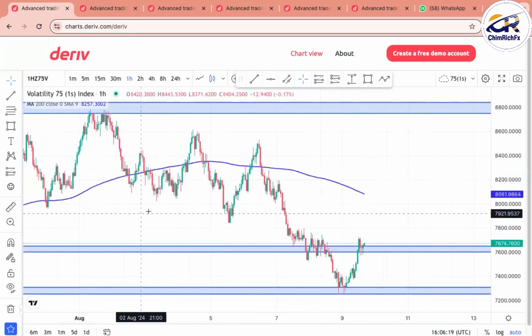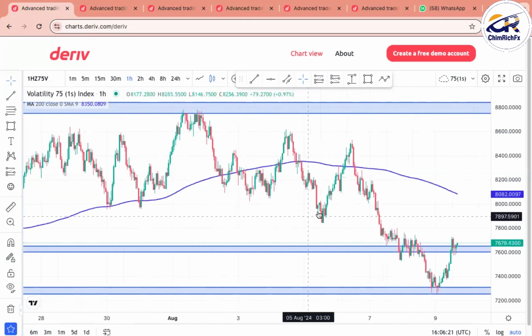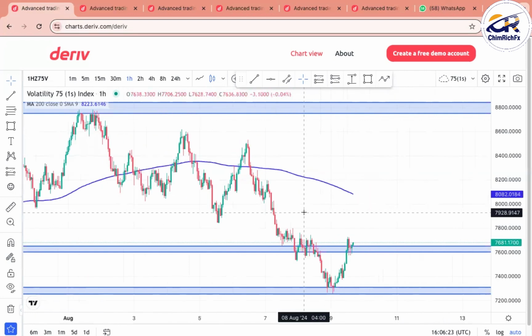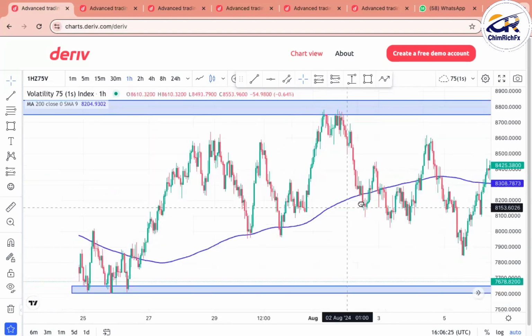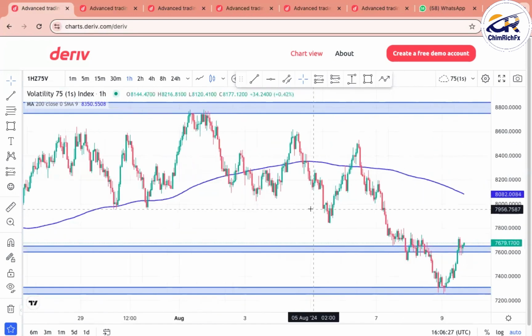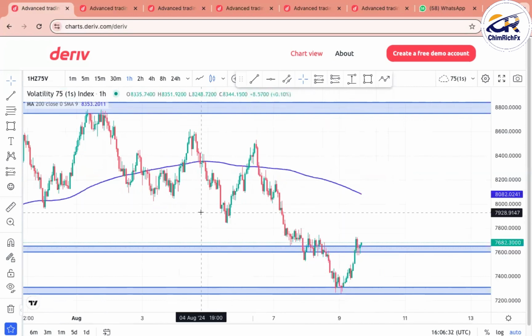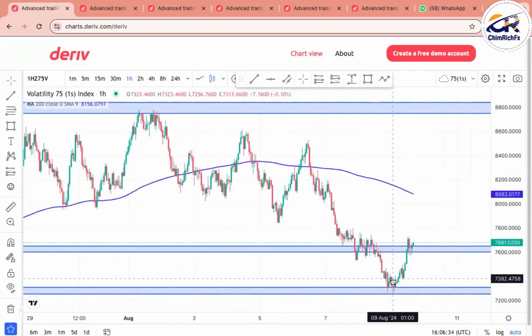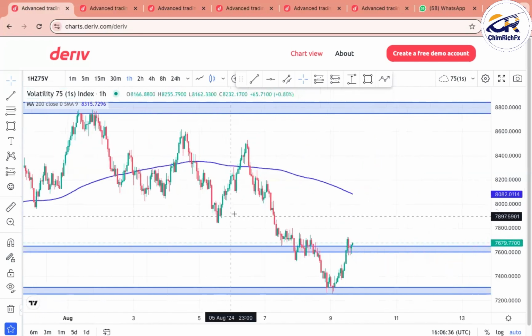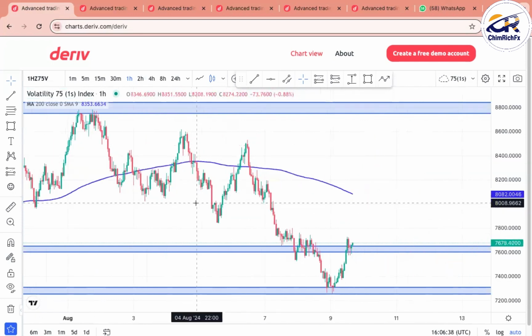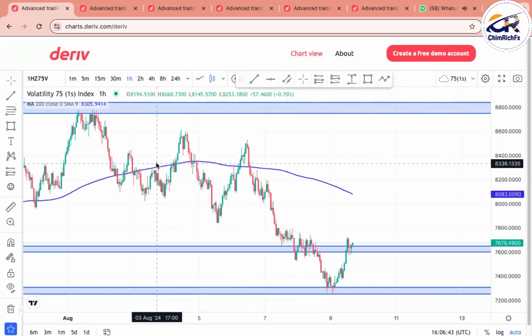So V75-1S is not too volatile, but it's also a good volatile market. Now, because we've seen a double bottom, which is a price action trading technique, that's why it's sending price up. But the current trend of the V75-1S is a downtrend. All right, so that is for the V75-1S.